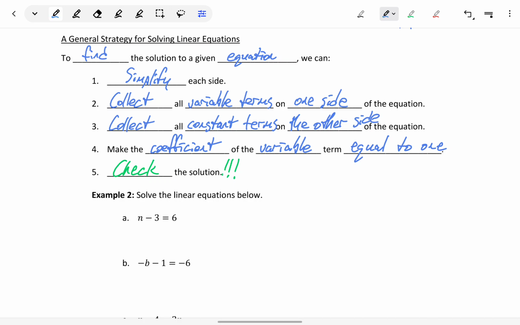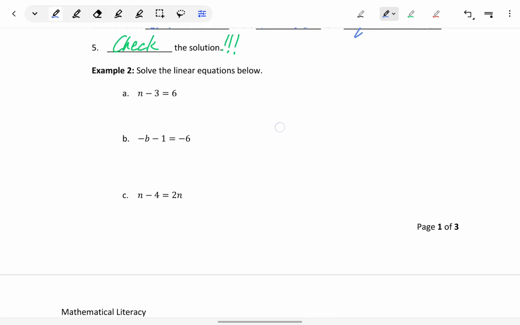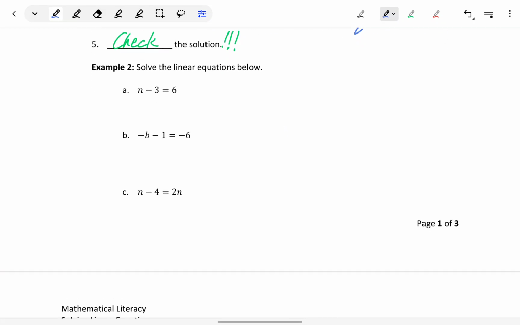This takes more time, but especially when it comes to a quiz or an exam where more points are at stake, checking your solution can be such a good idea to know if your answer is in fact a solution. So let's apply this general strategy to a few examples.